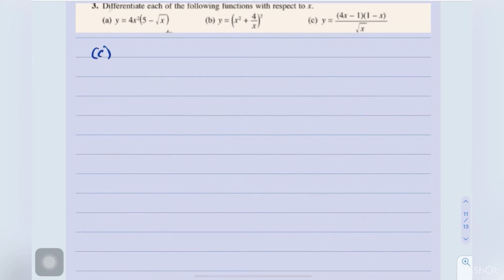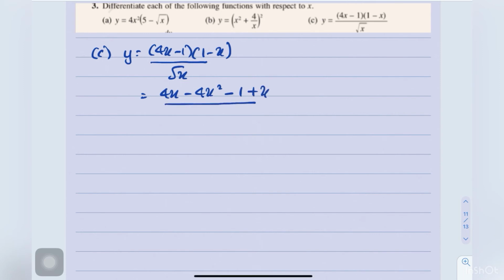C, y equals (4x minus 1)(1 minus x) over square root x. You simplify, you expand. We get 4x minus 4x squared minus 1 plus x. Square root x is x to the power of 1/2. So then you simplify: 4x plus x is 5x, minus 4x squared, minus 1, over x^(1/2). So each term we divide by x^(1/2).